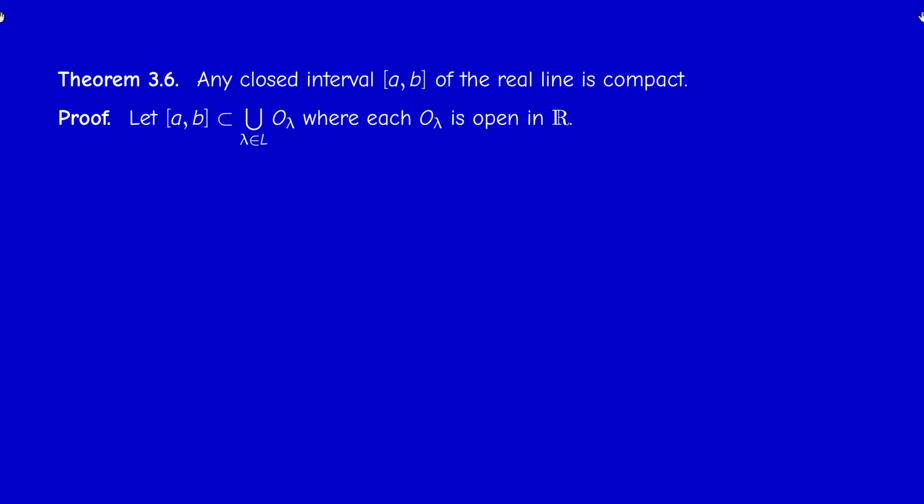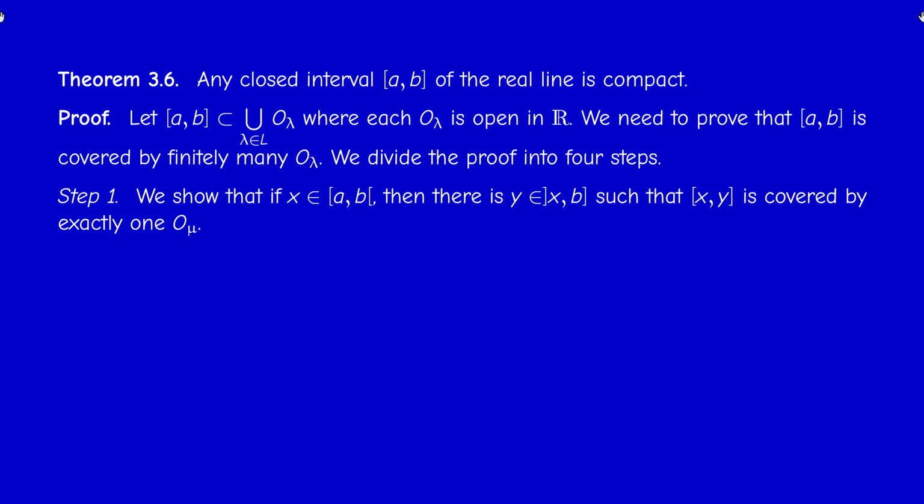So we consider a covering of [a,b] by open subsets of R, and we want to extract from this covering a finite subcovering. So we proceed in 4 steps. In the first step, we show that if x is between a and b, strictly less than b, but bigger or equal than a, could be equal to a, then we can find y strictly bigger than x, but less or equal than b, such that the closed interval [x,y] is covered by exactly one element, or it's contained in one element only.